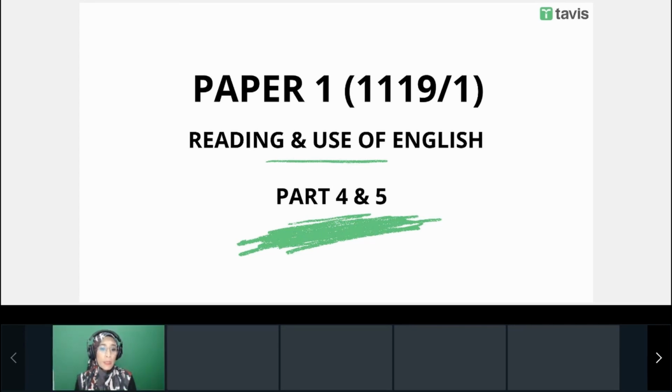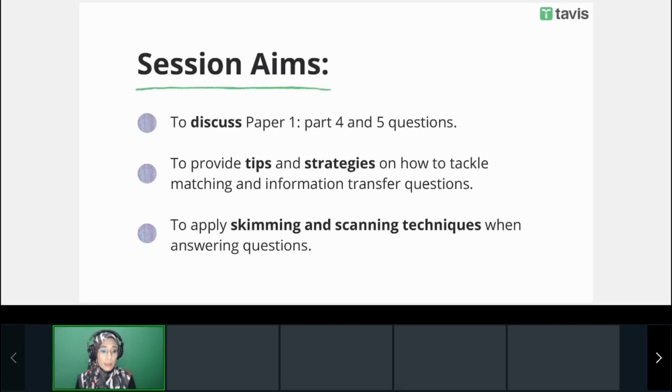What are we going to do today? Firstly, we are going to discuss the part 4 and part 5 questions, and I will also try to provide you some tips and strategies on how you can tackle matching and information transfer questions. So this is actually in part 4 and part 5. And we are also going to apply skimming and scanning techniques when you start answering matching and information transfer questions. So we are going to apply this in part 4 and part 5 for today.